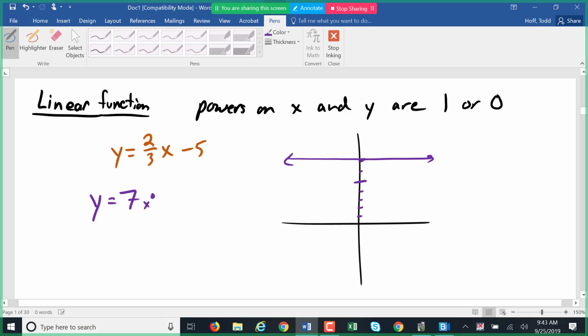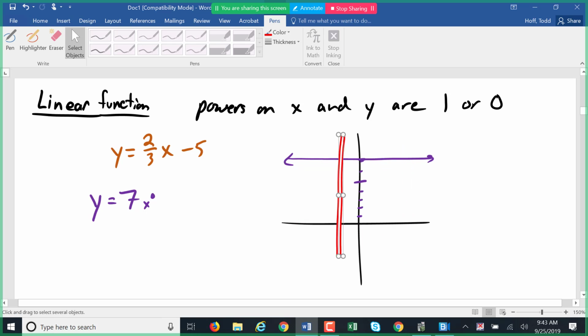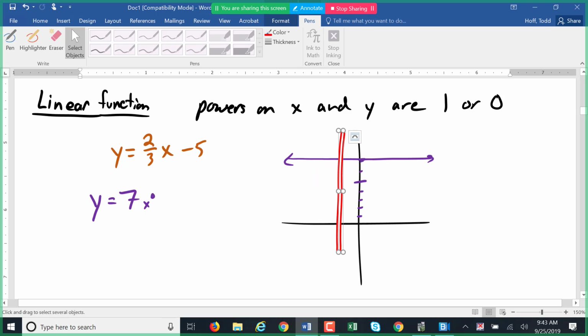And of course, our test for a function is that vertical line test. And if we take that vertical line and we slide it across that graph, obviously there's no place where it's going to cross that graph more than once.